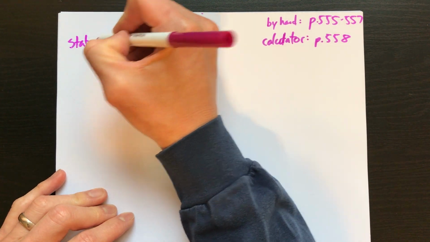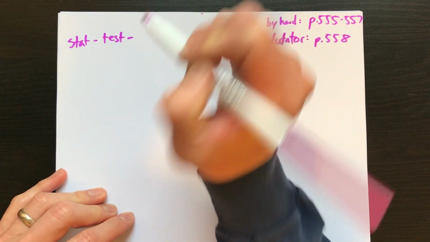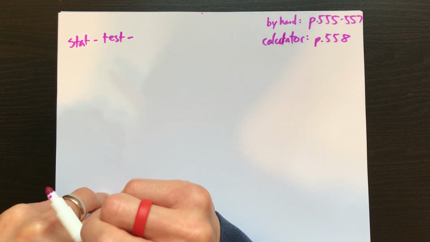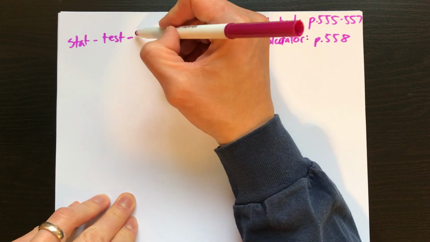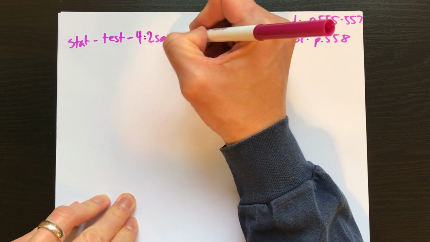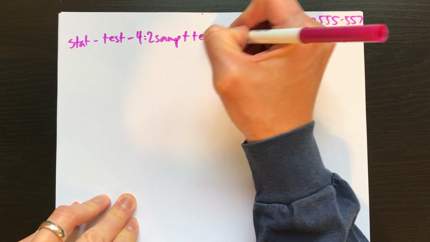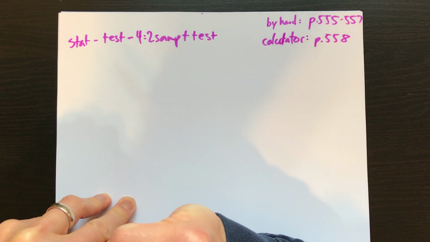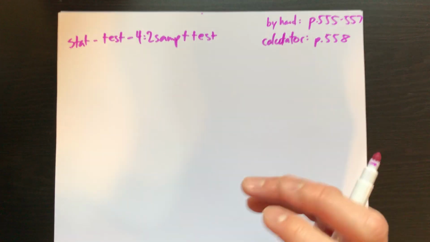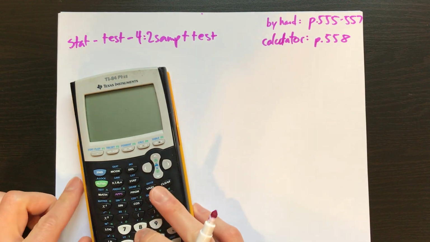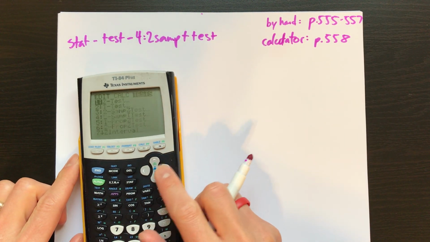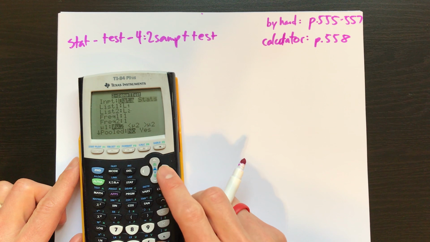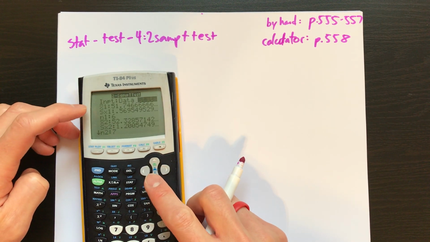Stat, test, and then we're going to option 4, two-sample t-test. Okay, so go ahead and go there. I'm going to go there in my calculator. Stat, test, two-sample t-test, and then let's choose stats because we have the statistics.